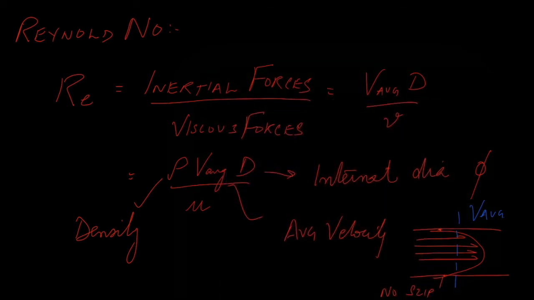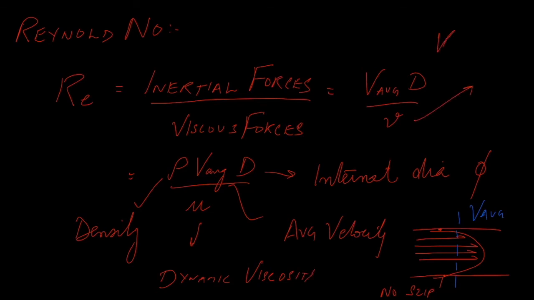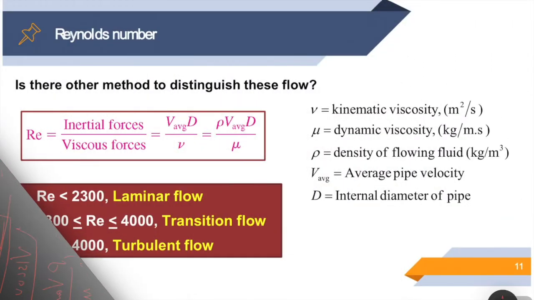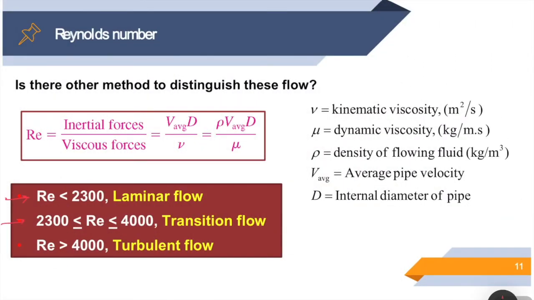So the formula here is rho V d over nu, where nu is kinematic. Once again, mu is dynamic viscosity, and nu is the kinematic one. So once again, it is a ratio of inertial forces divided by the viscous forces, rho V d divided by mu. So these are some of the ranges for laminar, transition and turbulent.